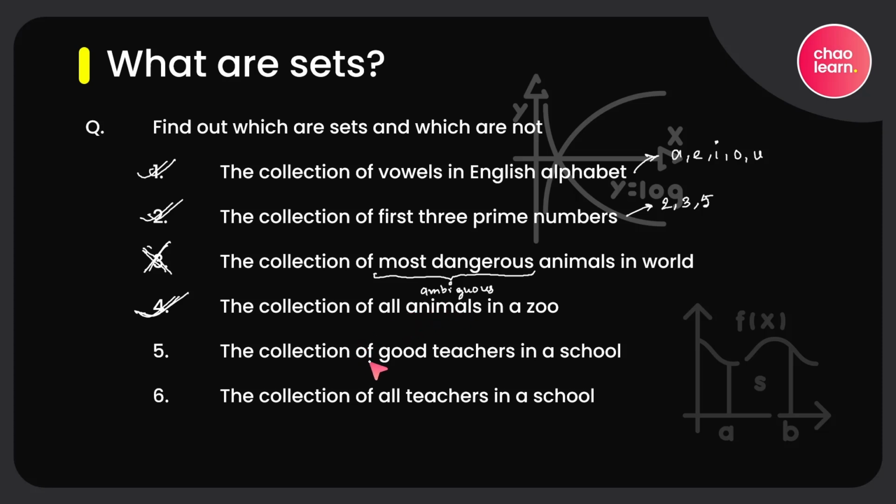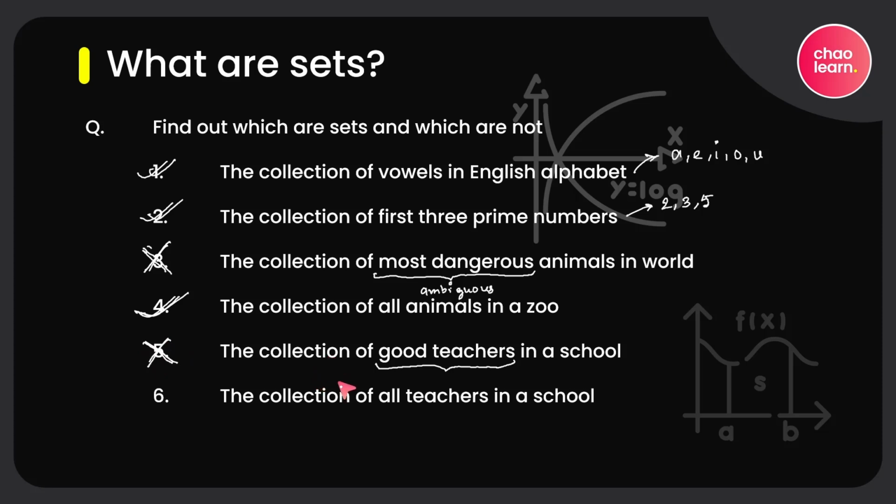Next, the collection of good teachers in a school. Now this is another ambiguous term. What are good teachers for you and me? Might be my favorite subject is mathematics, and that's why a good teacher for me would be a maths teacher. But for you, might be your favorite subject is geography, so for you the best teacher might be a geography teacher. So it's not well defined, right? So it's not a set because it has different meaning for different people.